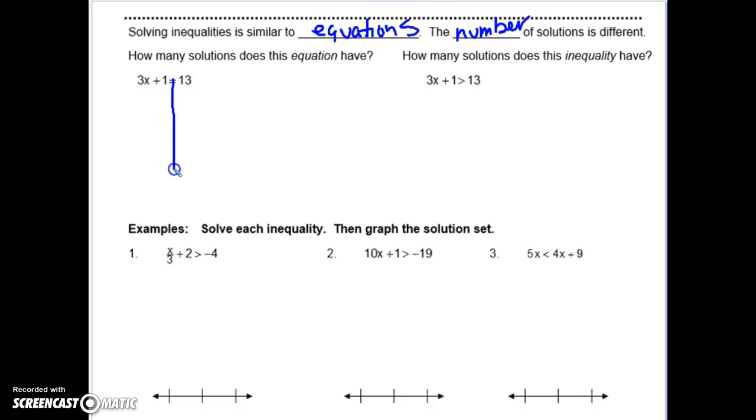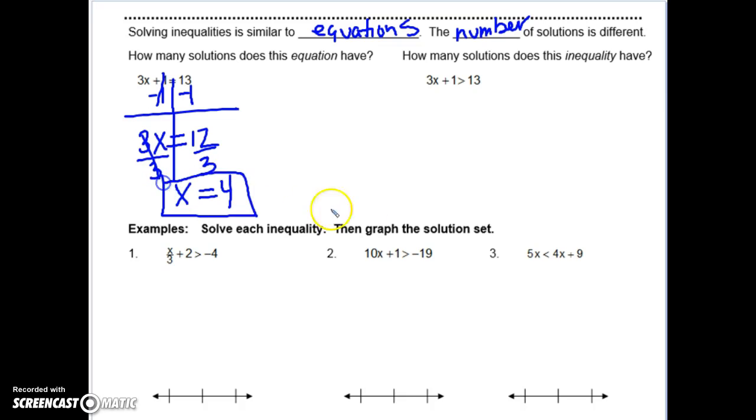When you are solving equations, you should be able to do this without any trouble at this point. You are great at this. So I'm going to subtract 1 from both sides. I'm left with 3x is equal to 12. One more step, divide by 3. x is equal to 4. We've done that over and over again in class.